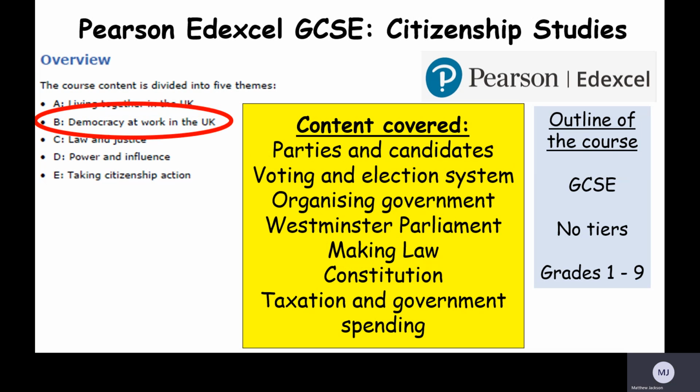If we look at democracy at work in the UK, they look at the parties and the candidates. So it's more about the government and how the government is being formed, how the voting system and the election system work, how laws are passed, and how taxation and government spending is justified, and how they're held accountable for that.